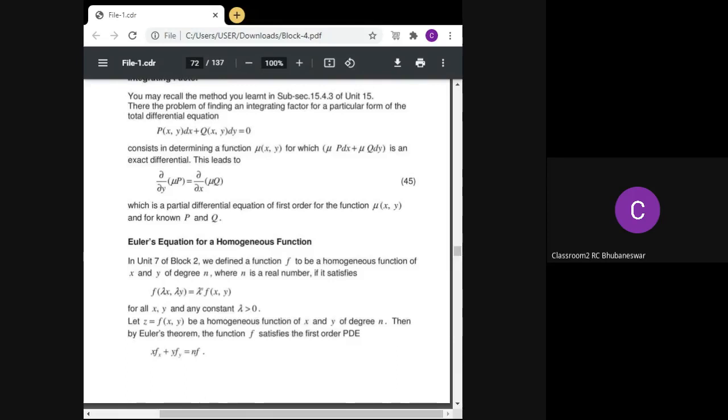this kind of function or relation will lead to a differential equation in the form of Euler's theorem by using the first order partial derivatives with respect to the independent variables x and y. So here we can represent x f_x plus y f_y equals n f. This particular relation is known as Euler's theorem or Euler's first order differential equation. Now let us move towards the next page.